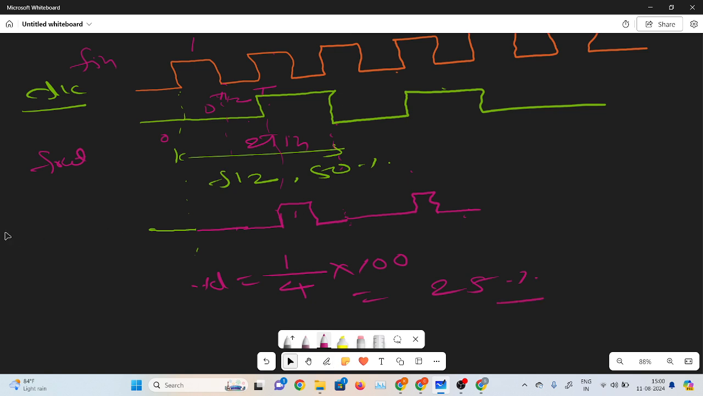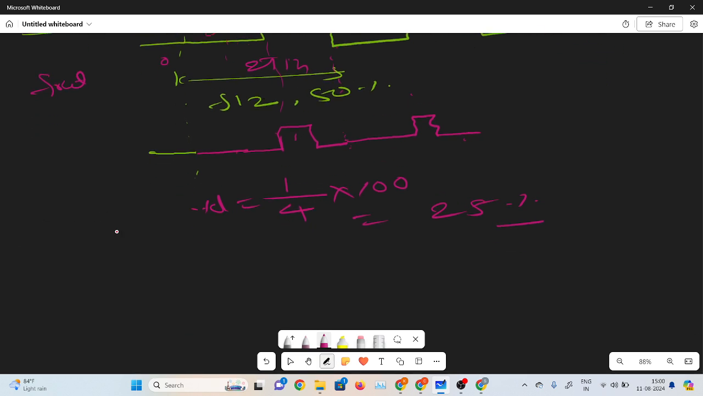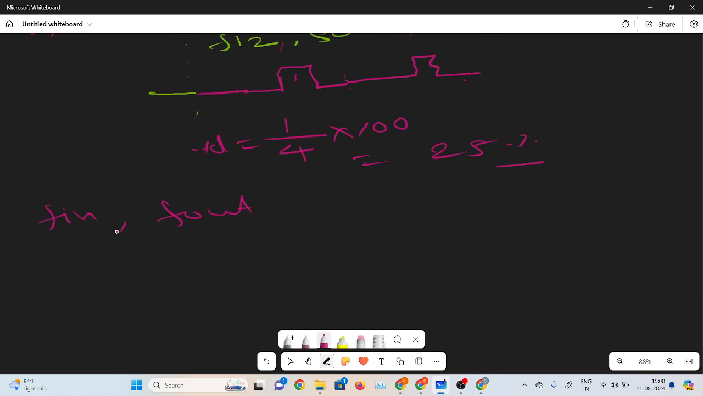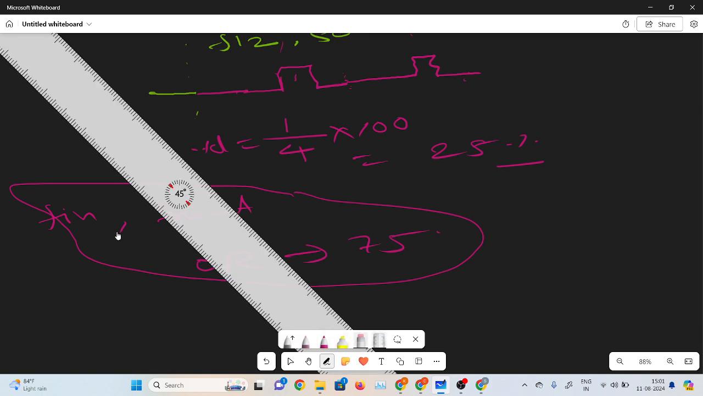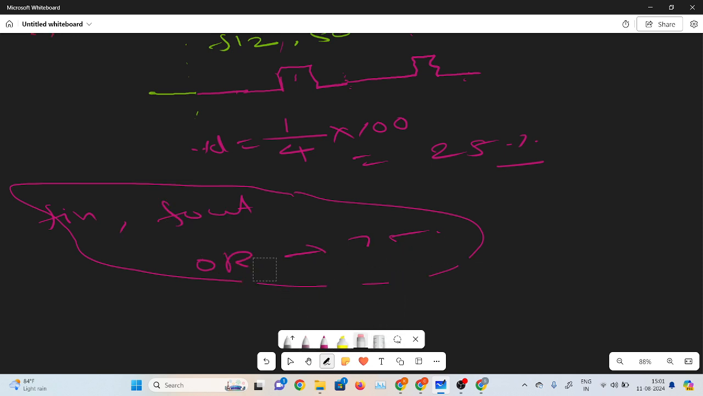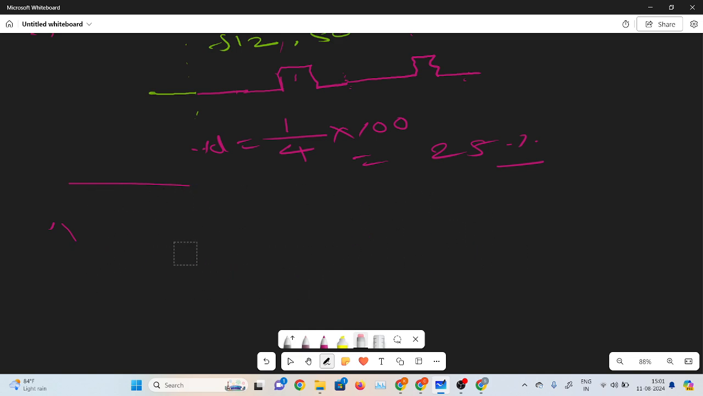Okay, so if I connect F in and F out with an OR gate, then it will give the 75% duty cycle. Okay, so we can make different circuits with different duty cycles. So here I designed the f by 2 circuit with the 25% duty cycle. Okay, so how will I make the circuit?